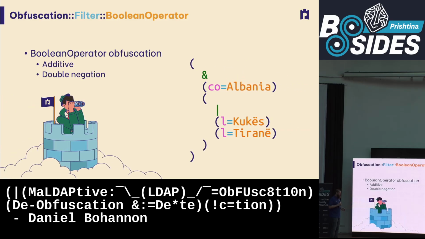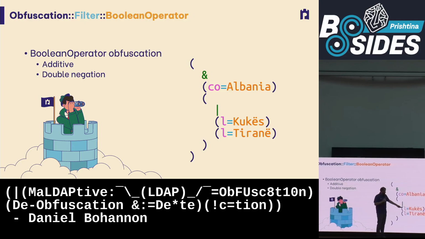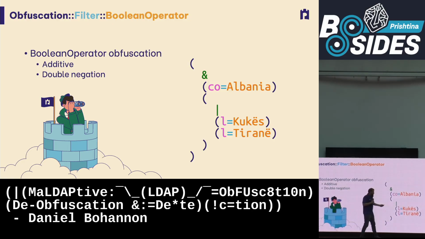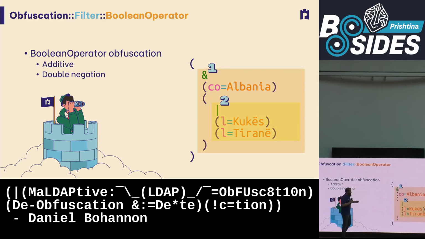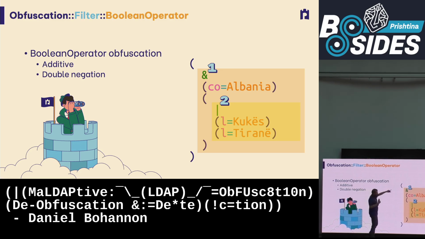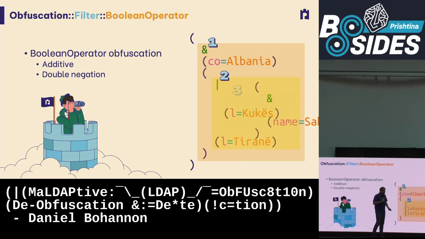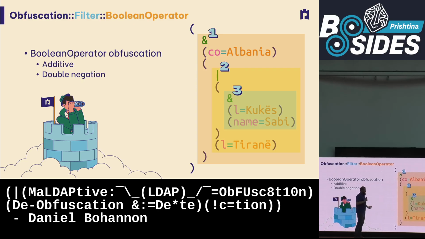So let's make this query a little more real life. We want to look for an object where the country equals Albania and the location or the city is either Kukus or Tirana, right? Now we have to start thinking about what is the scope of these Boolean operators, because they're actually additive as you go left to right. So everything inside of this one box is affected by the and, all the filters and filter lists, and then the second box is an or. Well, what if we add a third Boolean operator? Now we have 3 boxes.